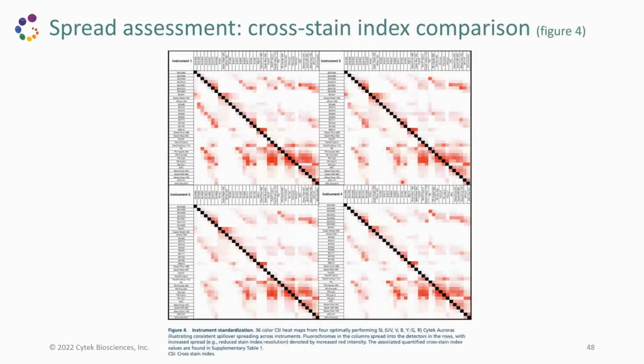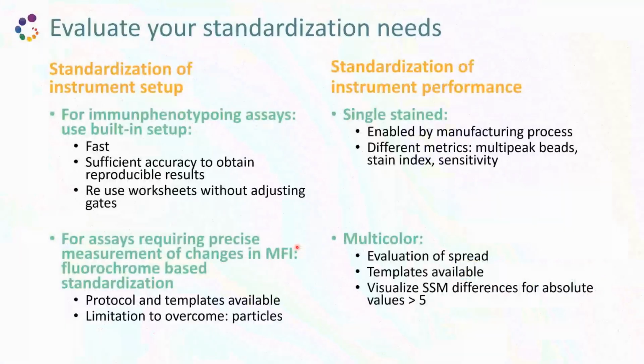And then they show the metric that they chose to evaluate spread. They listened and really followed our advice: CSI, and they're showing the CSIs across the systems. You're going to see that the overall patterns, where there is a lot of red, are consistent across the systems, and that there are some areas of discrepancy. Is this expected? Yes. Is this going to have an impact on your immunophenotyping assay? Very likely not.